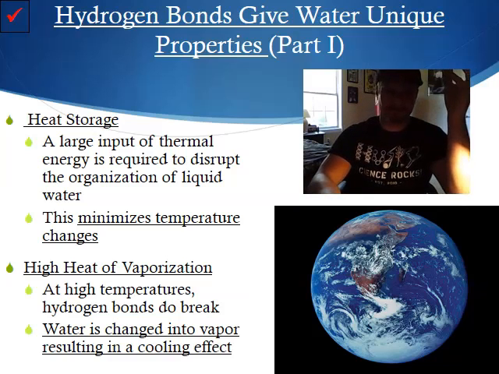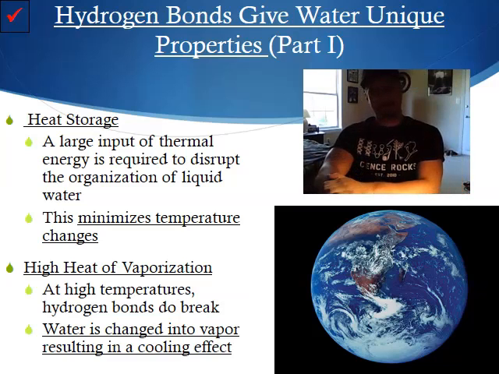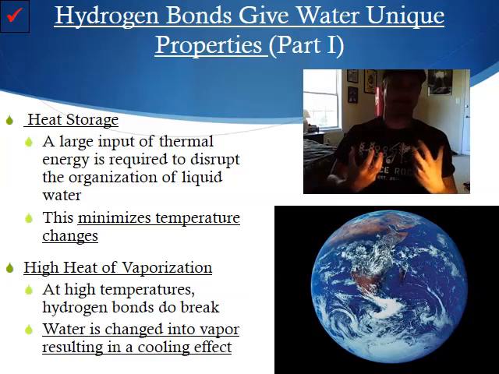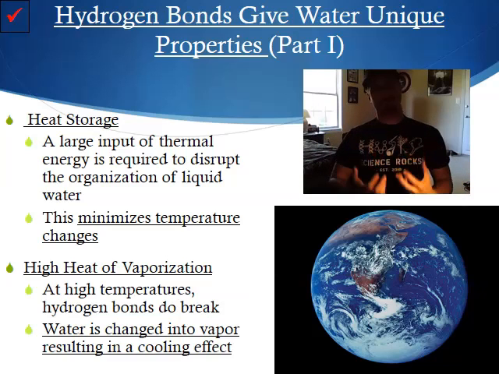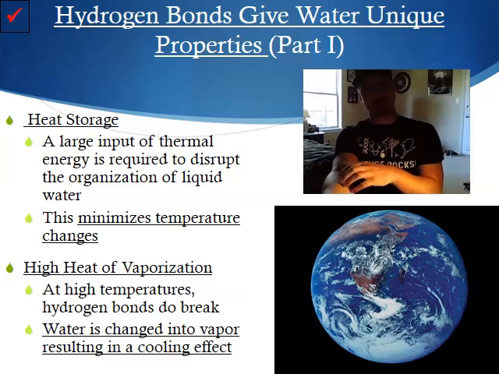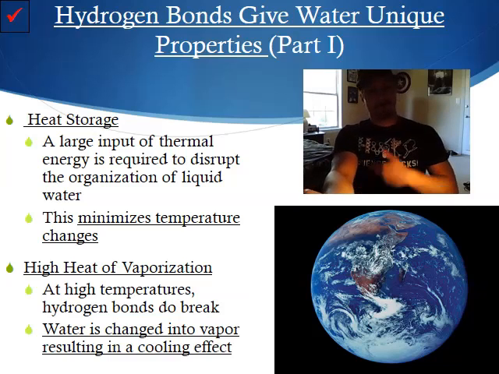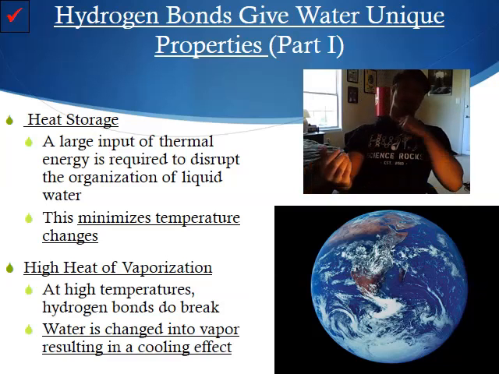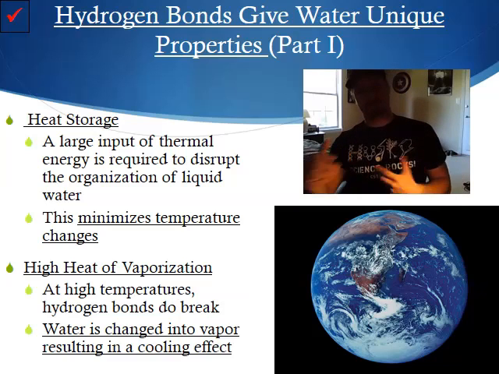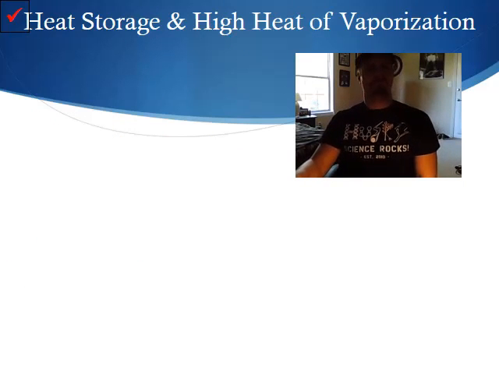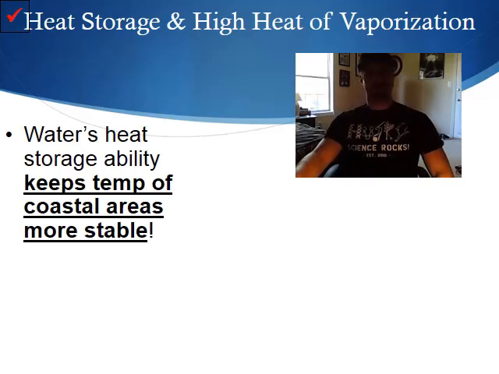Also, high heat of vaporization: when we sweat, our body temperature gets higher and higher. What the water inside of our bodies does is actually use that body heat to turn from a liquid into a vapor, taking that heat with it and trying to cool us off. So that's kind of why we sweat, which we'll talk about later on as we progress through the slides here. So heat storage and the high heat of vaporization.